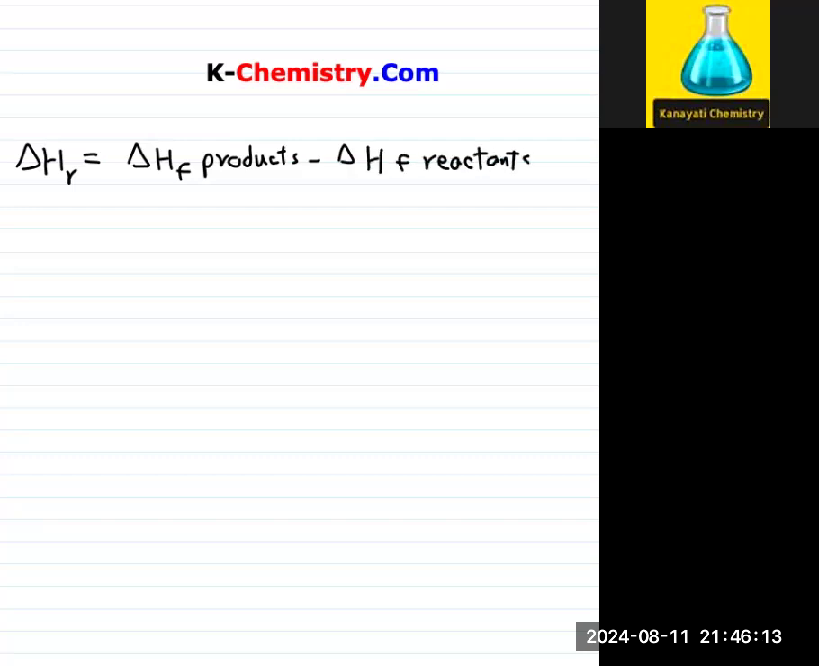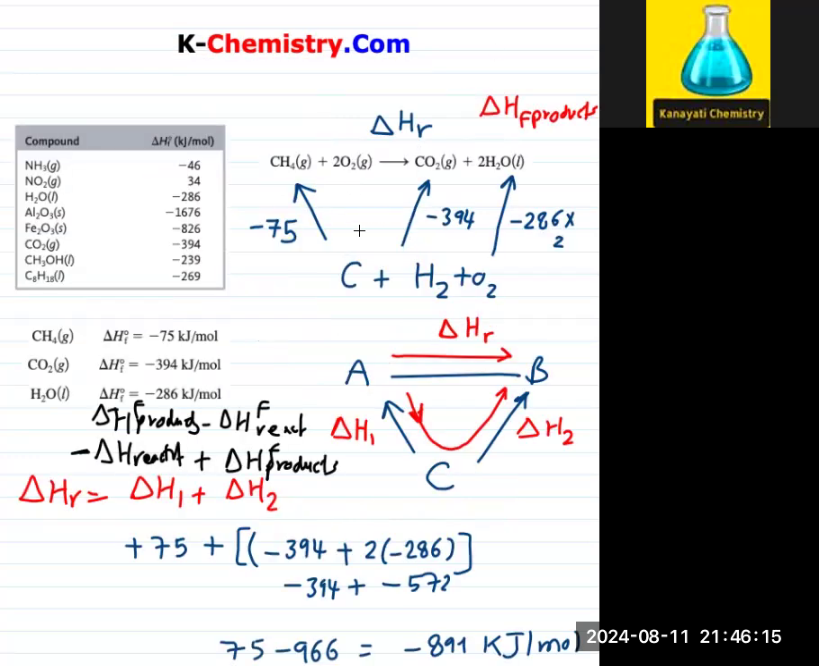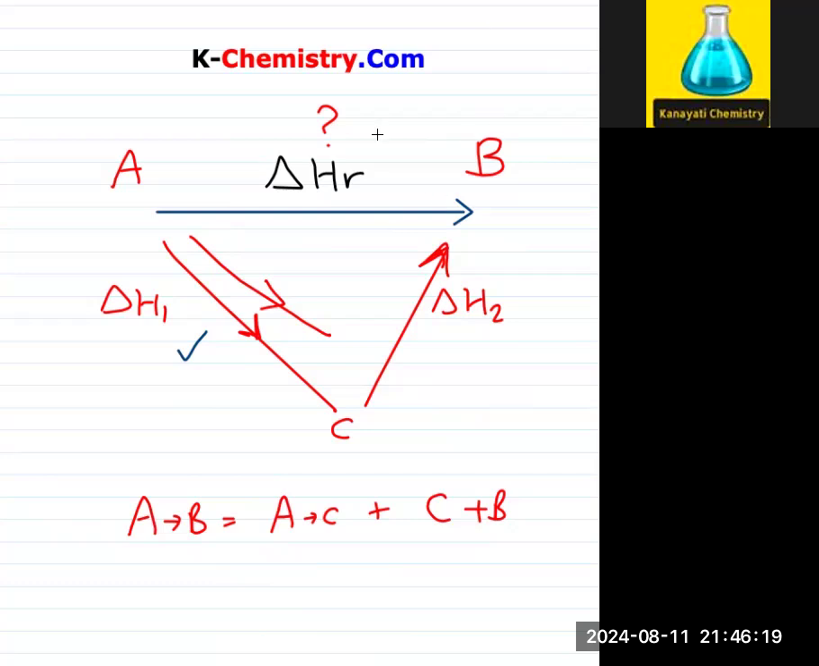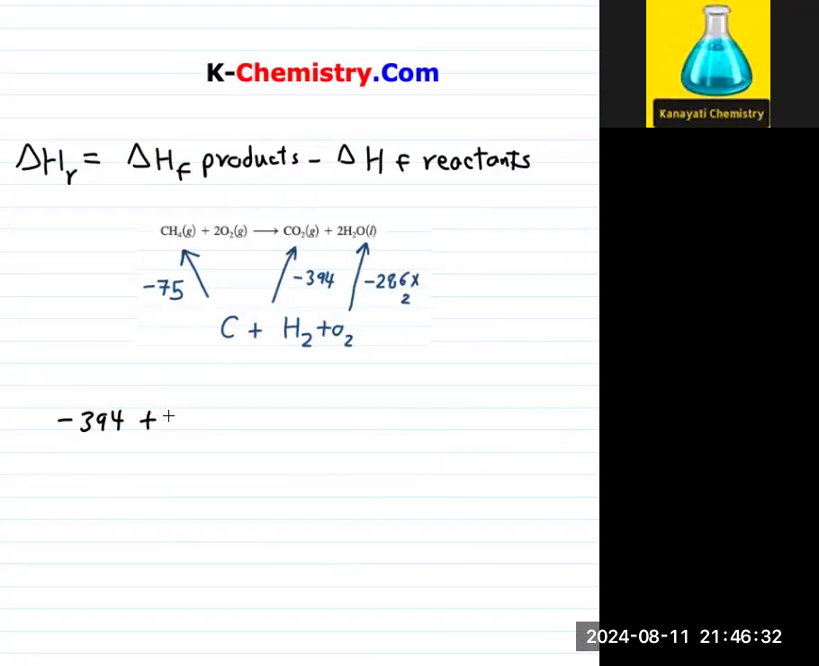Let's try to do it the same way. So what are the values here? We'll get the values from here. What is the delta H of the formation of the products actually? It is the products, which is minus 394, and then added to 286 doubled, which was minus 572, so plus minus 572.